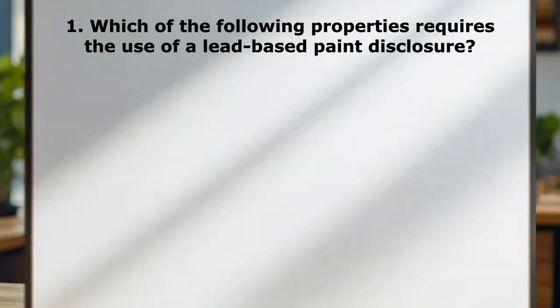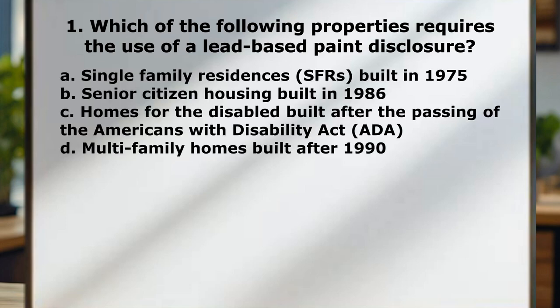Question number 1. Which of the following properties requires the use of a lead-based paint disclosure? A. Single family residence, SFR, built in 1975. B. Senior citizen housing, built in 1986. C. Homes for the disabled, built after the passing of the Americans with Disability Act, ADA. D. Multifamily homes, built after 1990.